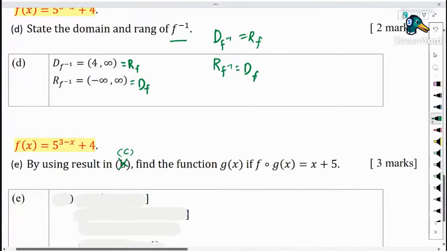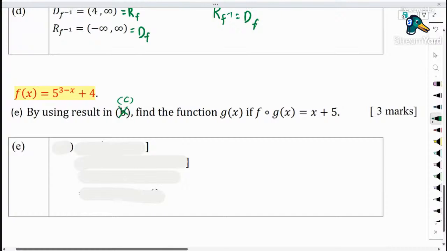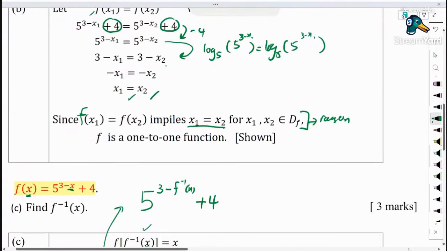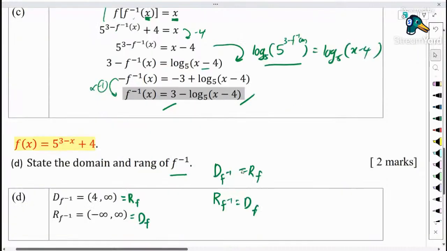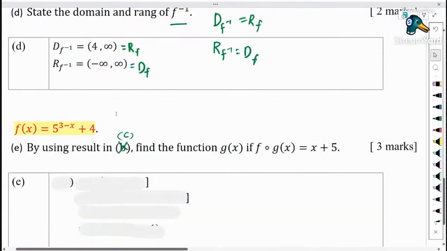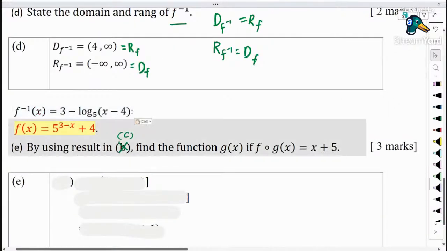Then last part E. I make a typing error here. By right, it is using the result in C. Then how to solve the question? What is the result from C? The result from C is that we have the inverse. How does this inverse help us to solve the question of finding G?